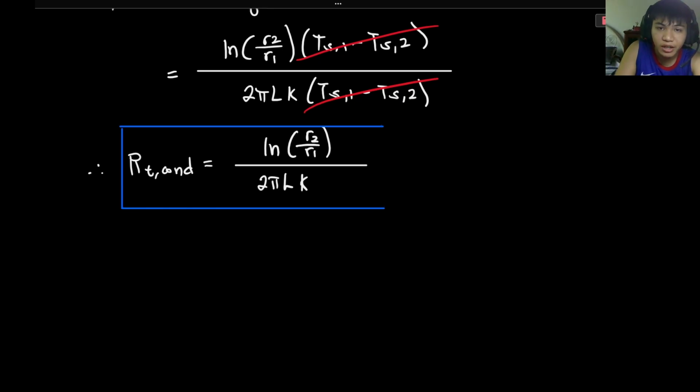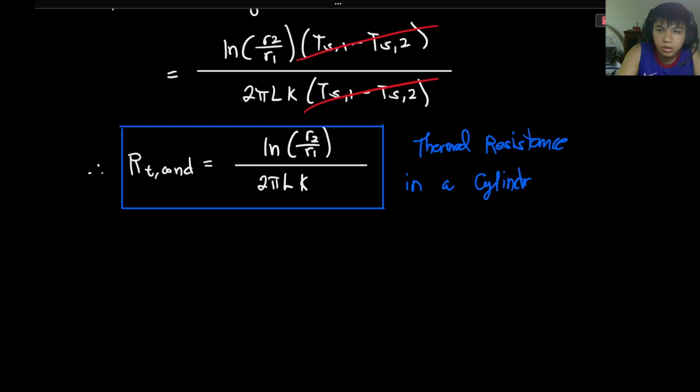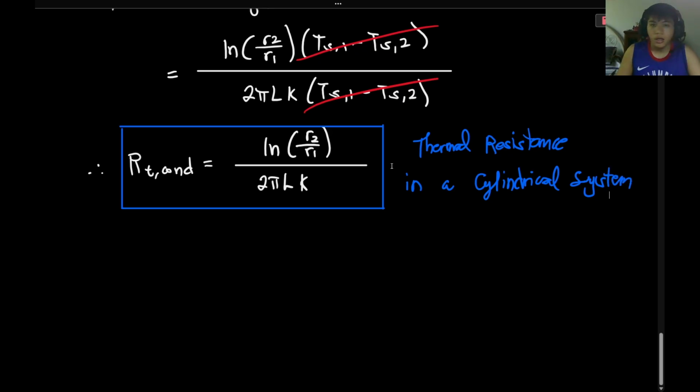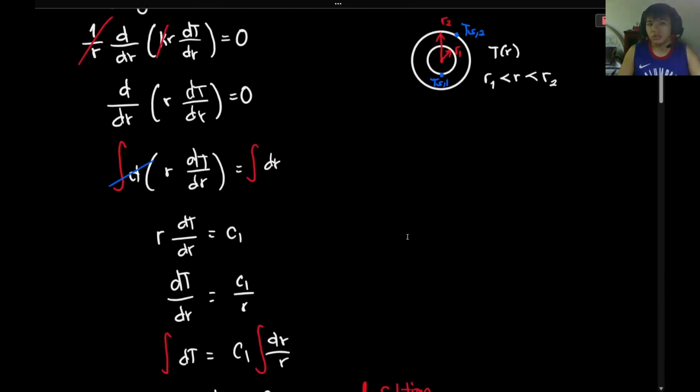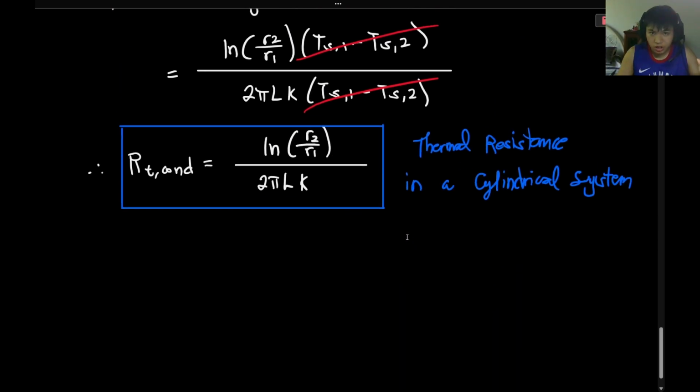So we have 3 governing equations for a cylindrical system, including the thermal resistance in a cylindrical system. And so we have formulated 3 equations. This is just a derivation, and there are problems where you still have to manipulate some values here and there.